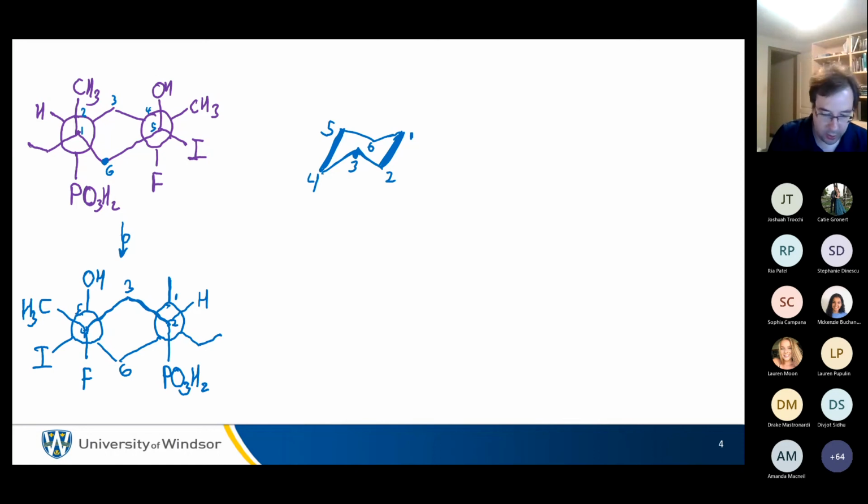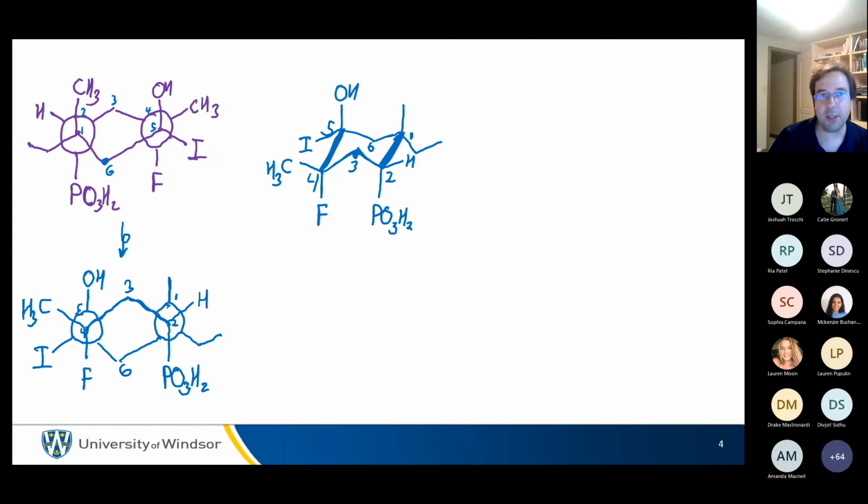Now it's pretty straightforward. There's an axial fluorine. There's an equatorial methyl on 4. On 5, there is an axial OH, and it's axial up, and there's an equatorial iodide. On 1, which is in the back, there is an axial methyl group and an equatorial ethyl group. And on carbon 2, there is an axial phosphoric acid group and an equatorial hydrogen.